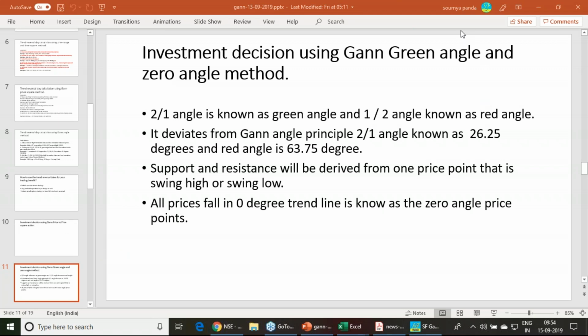So what is a zero angle? First I will tell you. 180 degree is mentioned as 1, 180 degree equals a factor of 1. So if it is 0 degree, then 0 divided by 180. 0 by anything equals 0. So 0 degree has a factor of 0. Anything divided by 0 is infinity. 0 divided by anything equals 0. This is a basic mathematical thing.